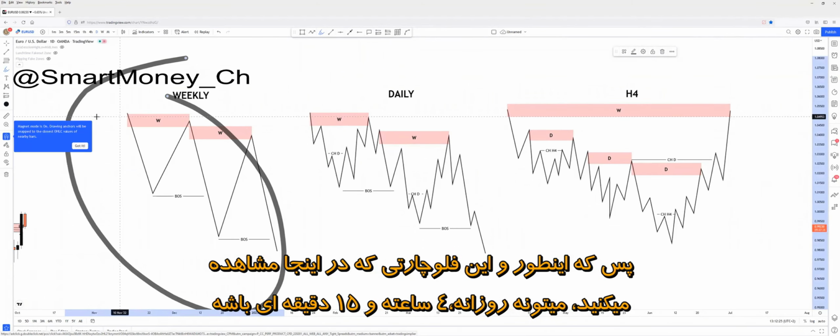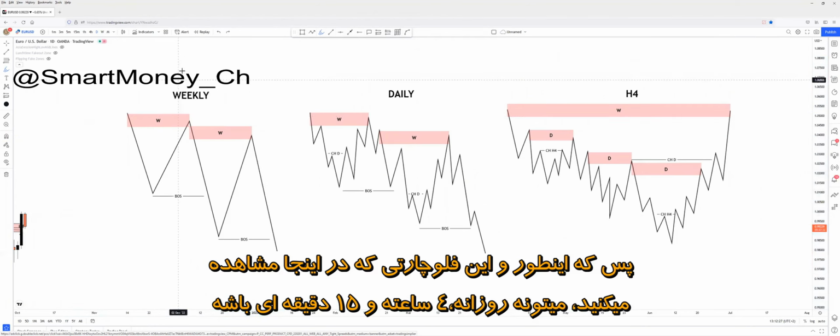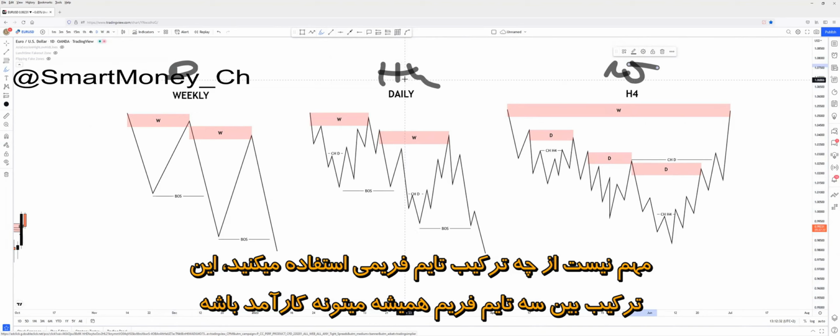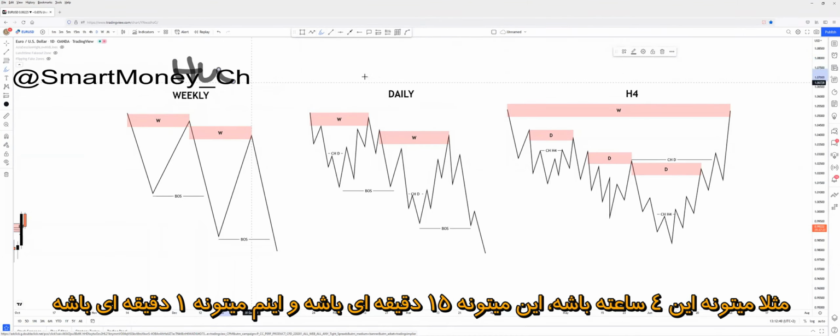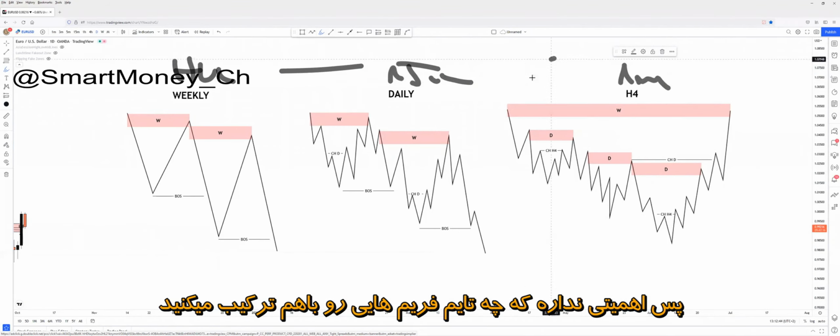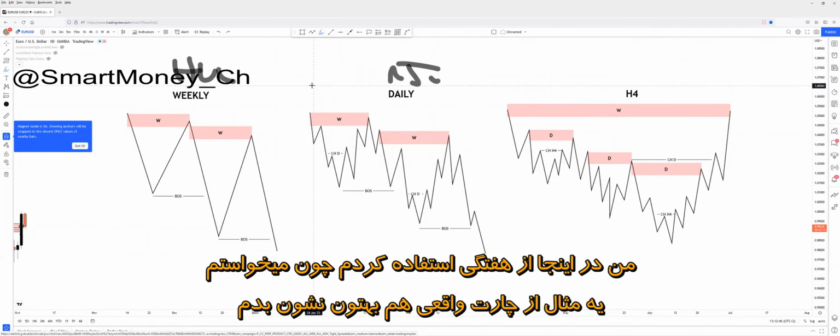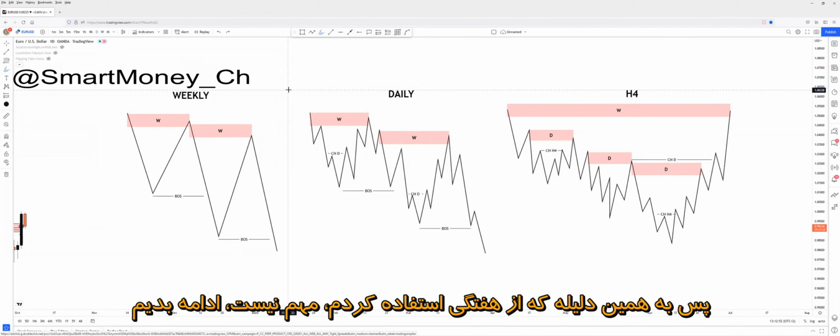But actually, this flow chart right here could be the daily, 4-hour, and 15 minutes. It doesn't matter how you combine the time frames. These combinations between 3 time frames will always be alive. It could also be the 4-hour, the 15-minute, and the 1 minute. So it doesn't matter how you combine these time frames together. I just brought the example on the weekly chart because I want to show you the real chart at the same time too. So that's why I brought the weekly chart. Never mind. So continuing.